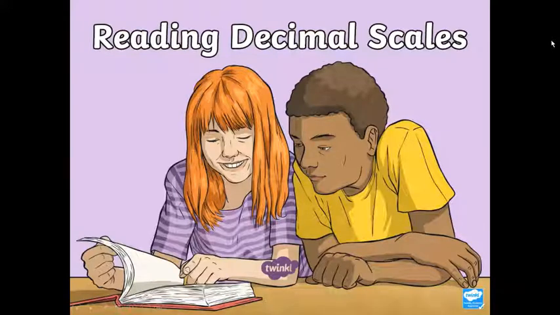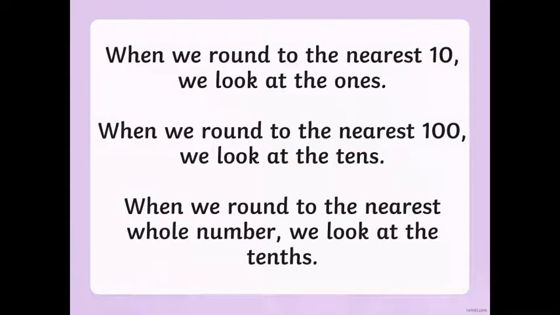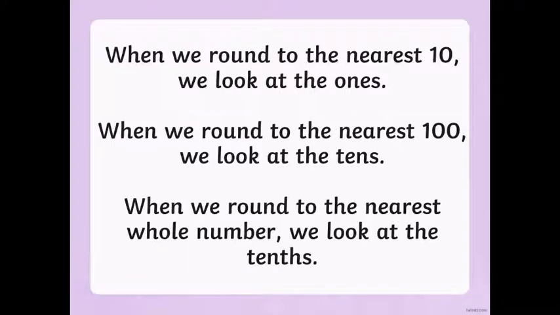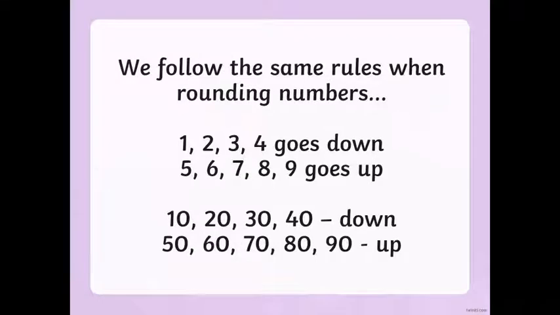We're going to have a look at reading decimal scales and also rounding decimals to the nearest whole number. So when we round to the nearest 10, we look at the ones column. When we look to round to the nearest 100, we look at the tens column. When we're rounding to the nearest whole number, we look at the tenths column. So we follow the same rules when we're rounding numbers, no matter what the situation is.